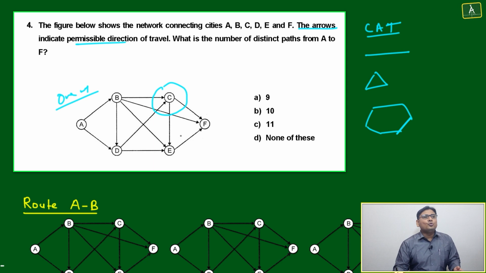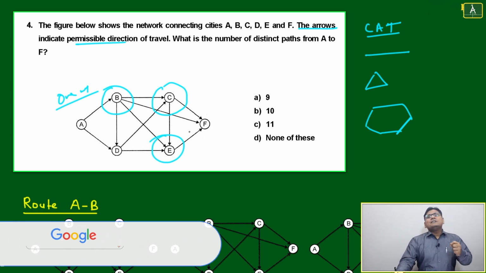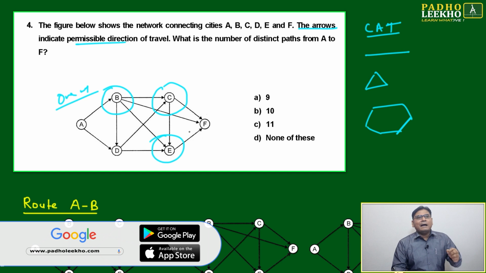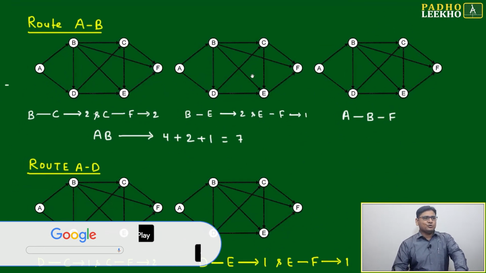Like C, 2 is incoming, 2 is outgoing. For E, 3 is incoming, 1 is outgoing. We can't apply any pattern. For city B, only 1 is incoming, while 4 are outgoing. The simple meaning is that we cannot apply any pattern here. We have to count individually. How to count individually, that is what we'll try to understand.